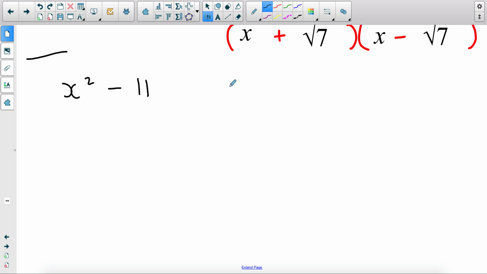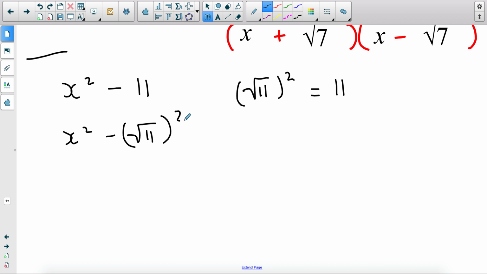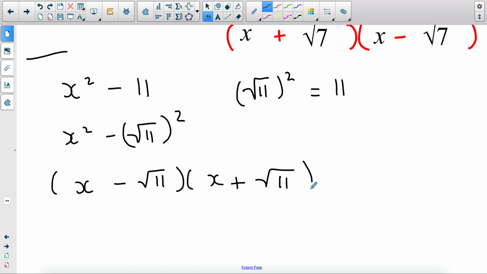So the square root of 11 squared is exactly equal to 11. So I can just rewrite this 11 as the square root of 11 squared, so x squared minus square root of 11 squared. And then this will be my a, this will be my b, so it's (x minus square root of 11)(x plus square root of 11).